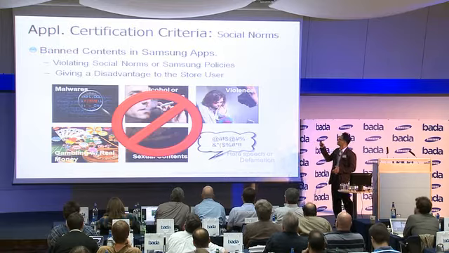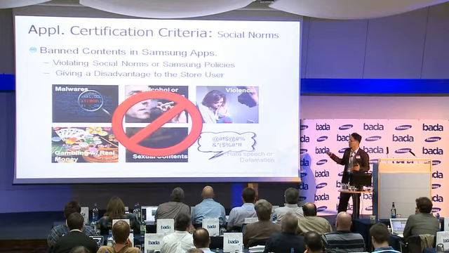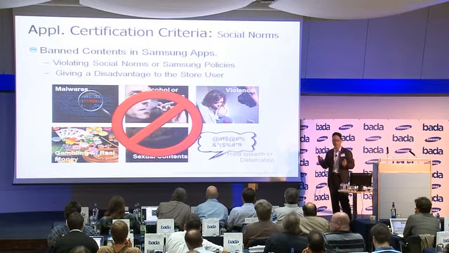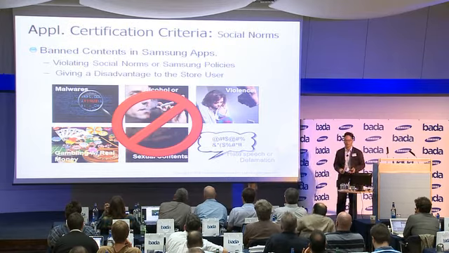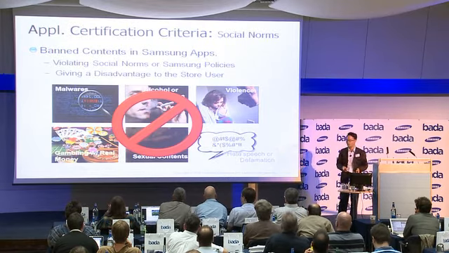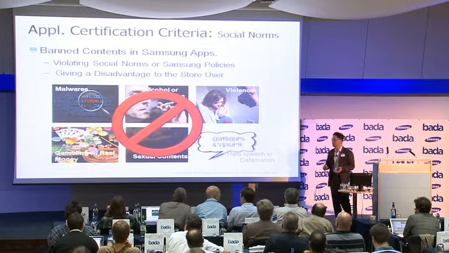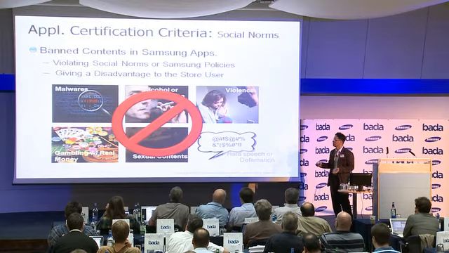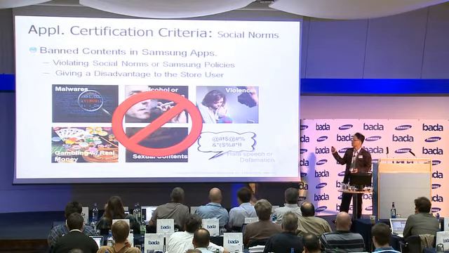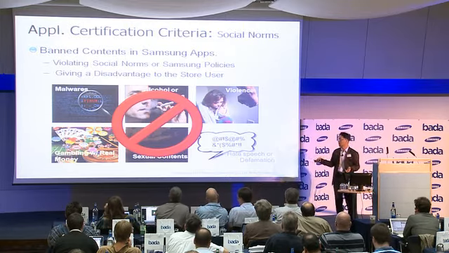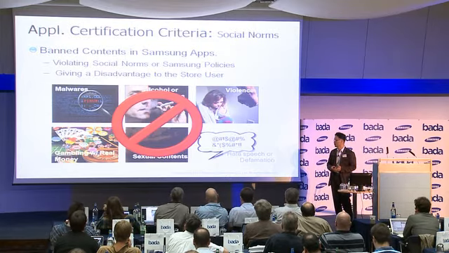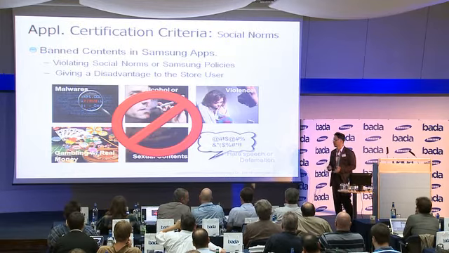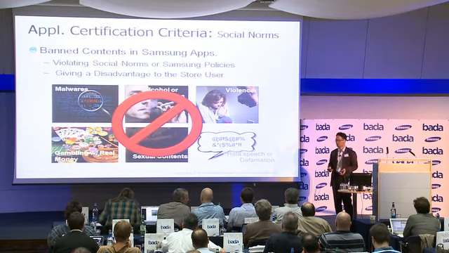Next is the last one, the social norms and Samsung policy aspect. There are two sides, functional and content. Functionally, viruses, harmful code, or links to third-party selling sites, these kinds of functions are prohibited. On the content side, violence, sexual content, gambling, or political content should be avoided, or you must have a proper age limit for your application.